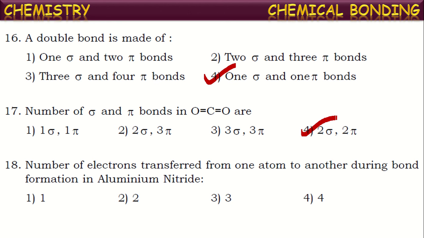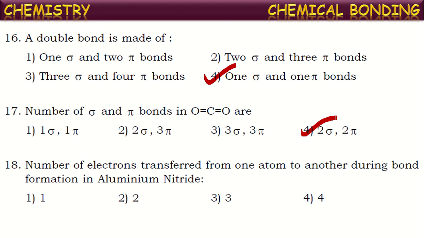Next, number of electrons transferred from one atom to another atom during bond formation in aluminum nitride. So how many electrons are transferred from aluminum to nitrogen in the formation of aluminum nitride? To understand this, we have to know the electronic configuration of these atoms. The atomic number of aluminum is 13 and its configuration is 2, 8, 3. So aluminum has 3 electrons in its valence shell. It will be ready to lose those 3 electrons in bond formation, hence attains octet configuration. In case of nitrogen, its atomic number is 7 and its configuration is 2, 5. It still has a vacancy for 3 more electrons to become stable.